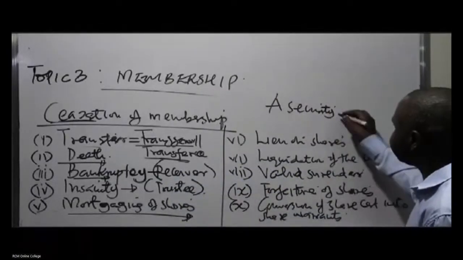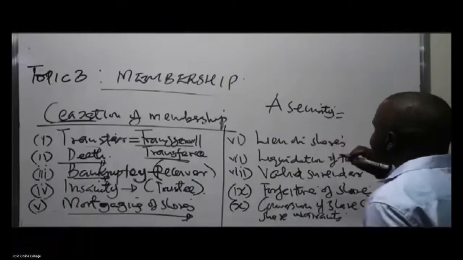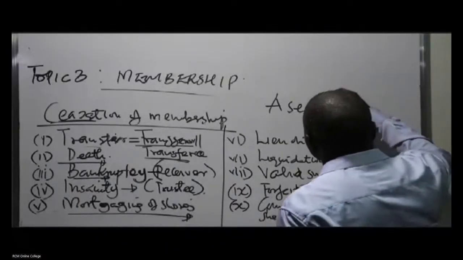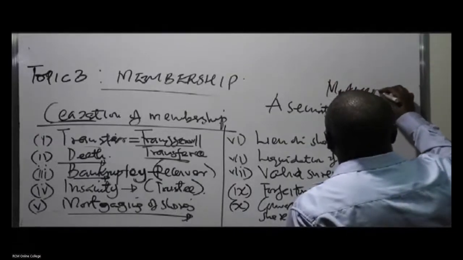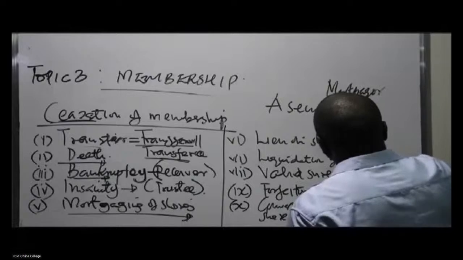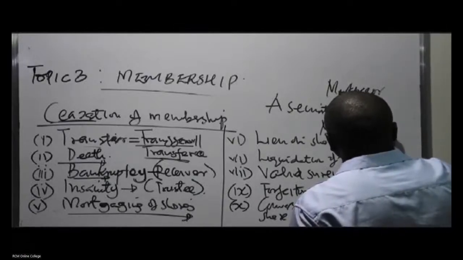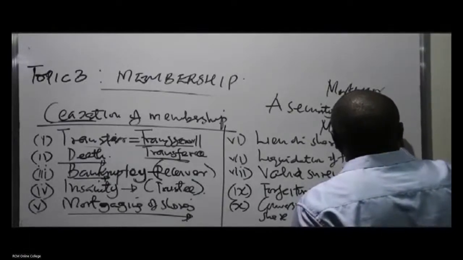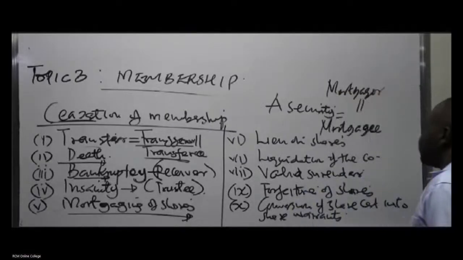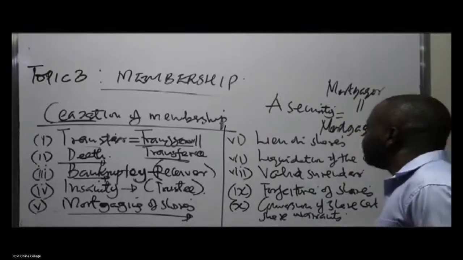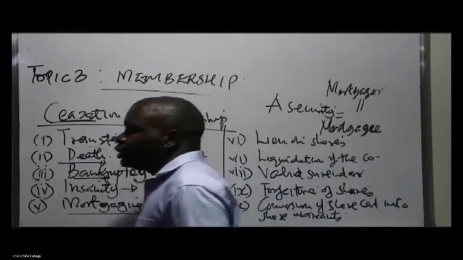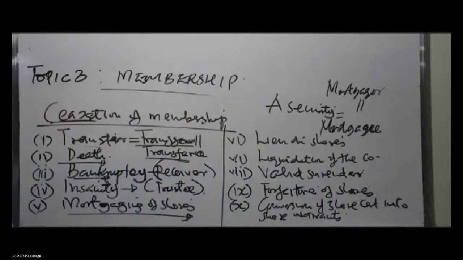So there are two parties here under mortgaging of shares. It is an agreement or a contract where we have the mortgagor and the mortgagee. Among the two parties, who is the lender? Who can tell us who is the lender among the two parties, between the mortgagor and the mortgagee?